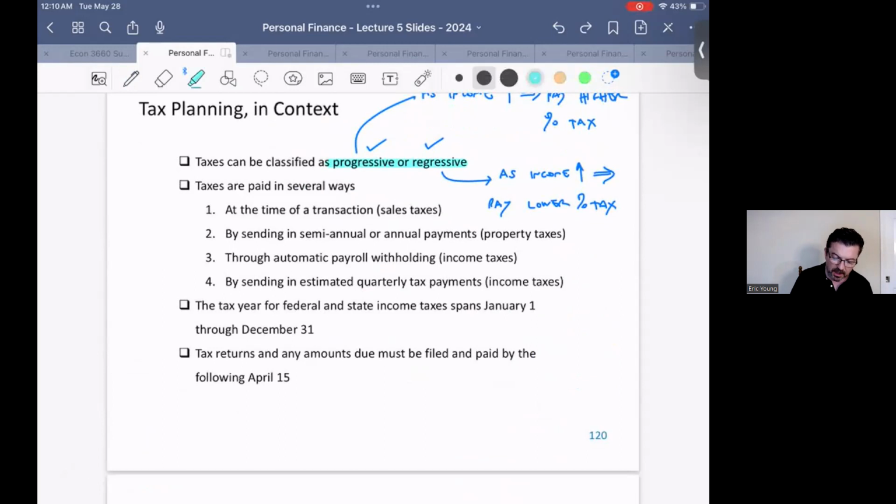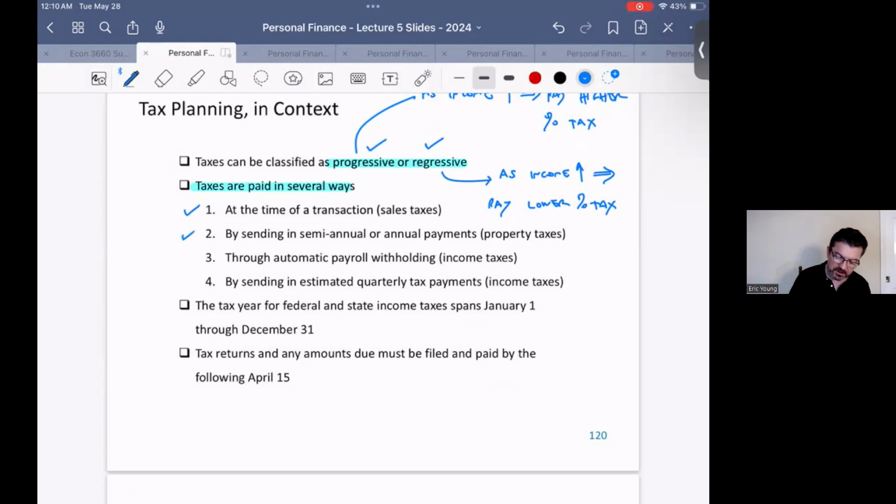Another point, we know that we have to pay taxes. The question then is, how do we pay taxes? And taxes can be paid in several ways. Sometimes, as in the case with sales taxes, when you purchase an item, the tax is simply added to the price of the item and you pay it at the time of the transaction.